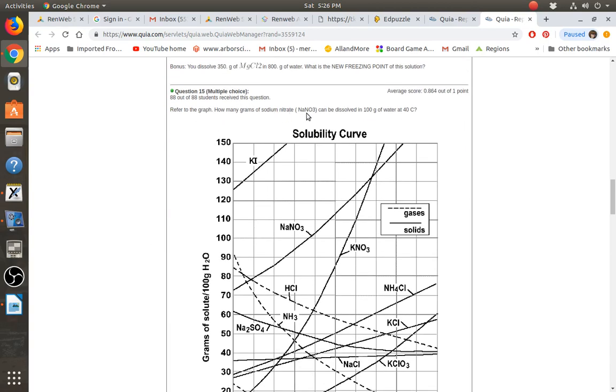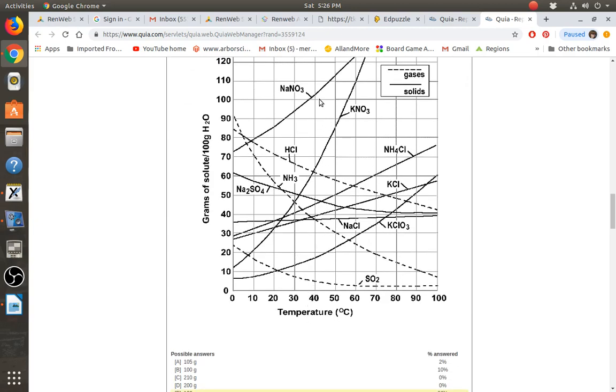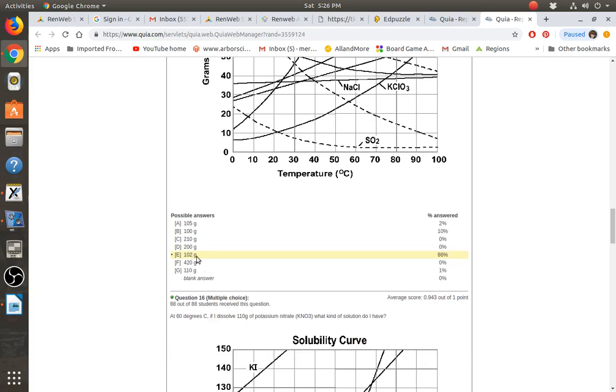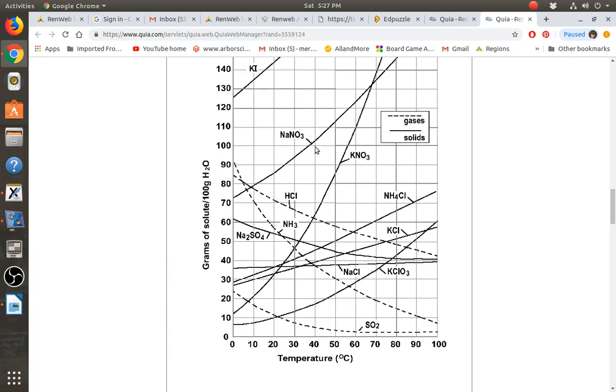How many grams of sodium nitrate, NaNO3, can be dissolved in 100 grams of water? That's what this is, 100 grams of water at 40 degrees Celsius. So all you have to do is find 40 degrees, go up until you hit the sodium nitrate. There's the sodium nitrate line. It hits right there, and you go across and read it. Now that is not 105. 105 would be exactly halfway, because that's 100 and 110. That's lower than 105, but not all the way down to 100. So 102 was really the only answer that was close. It was not 100. A few people chose 100, but you can clearly see that 100 grams is below the line. That would have been an unsaturated solution.